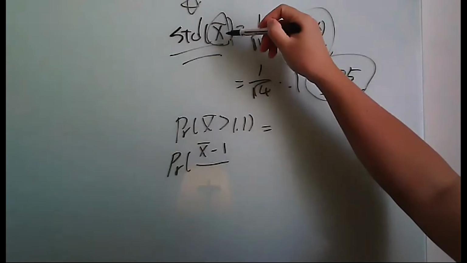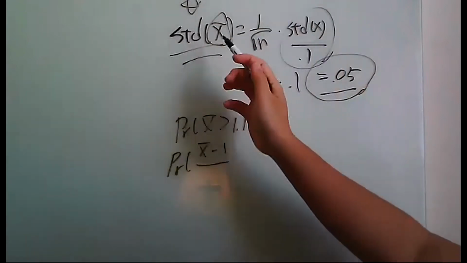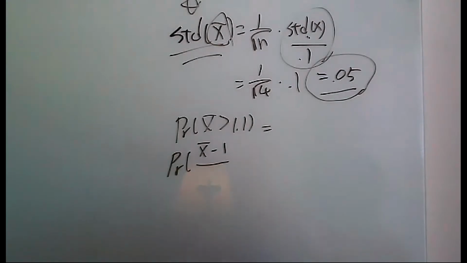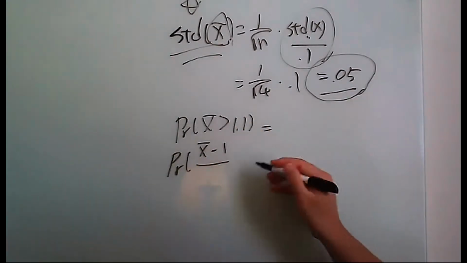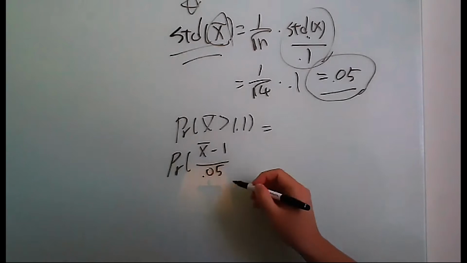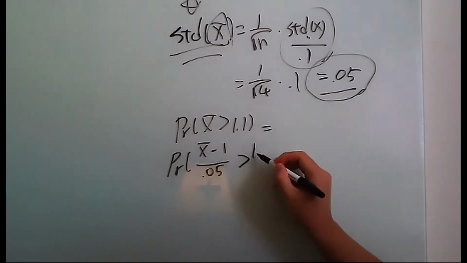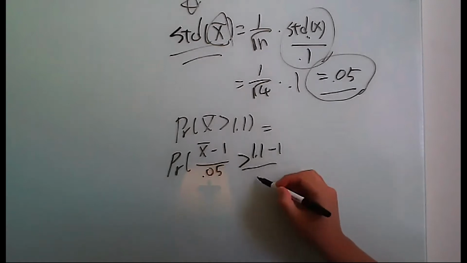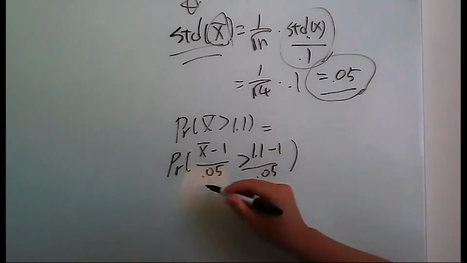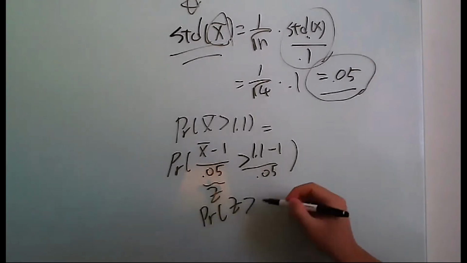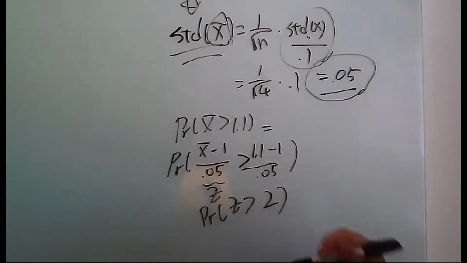This is the average of 4 candy bars, average weight of 4 candy bars. This was just 1 candy bar. So since the question was asking the average of 4, you need to divide by 0.05. And this is greater than 1.1 minus 1 over 0.05. We know this is z, so probability of z greater than, if you do the math, it's going to be 2. So let's go back to our table.